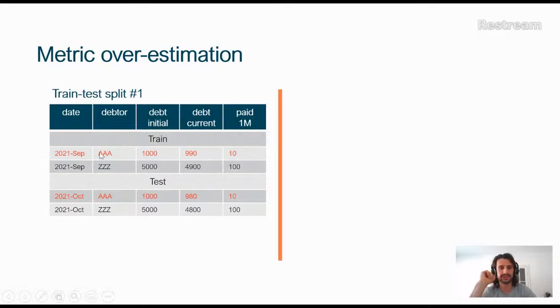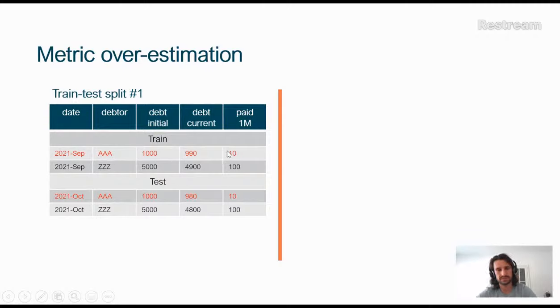But if we look at the values of the features, here I just put three features: initial debt, current debt, and the amount paid by the customers during the 1 month before. So we see that for the customer A, it's red on this picture.